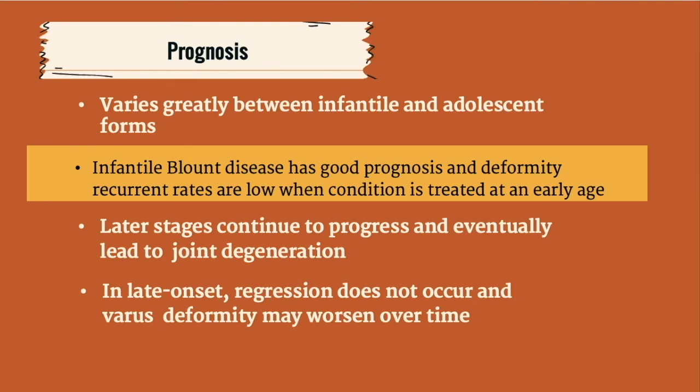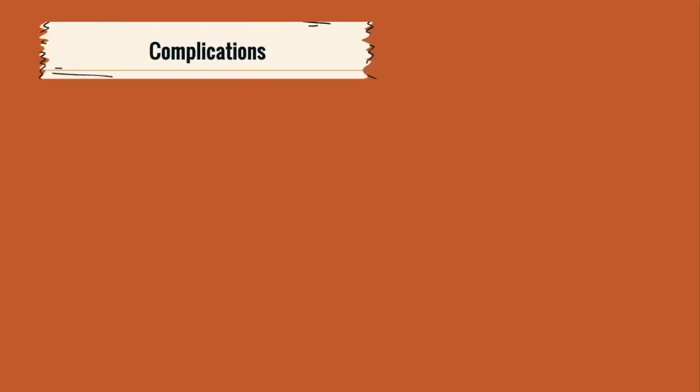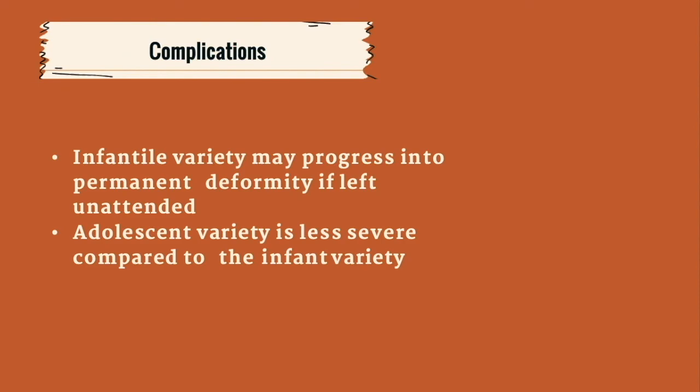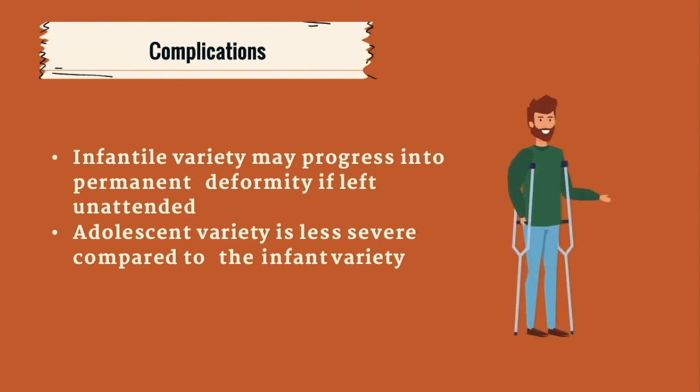In the late onset form of the disease, regression does not occur and the varus deformity may worsen over time. These patients may develop sequelae as a result of joint malalignment. For complications, as the infantile variety is a severe one, it progresses into permanent deformity if left unattended at its early stages. So early diagnosis is a must for this type of variant. The adolescent variety also causes deformities but less severe compared to the infantile variant.